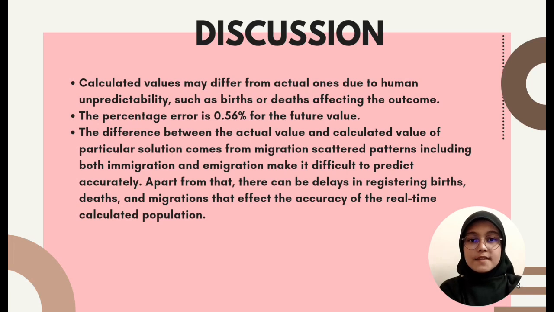Next, for the discussion part, the calculated value might be different from the actual one due to human unpredictable behavior such as sudden death and sudden birth. The percentage error for the past is 0.56%. The difference between the actual value and the calculated value comes from the scattered pattern of migration, plus they can be delayed in registering birth, death, and migration. So it can affect the accuracy of the real-time population in Singapore.